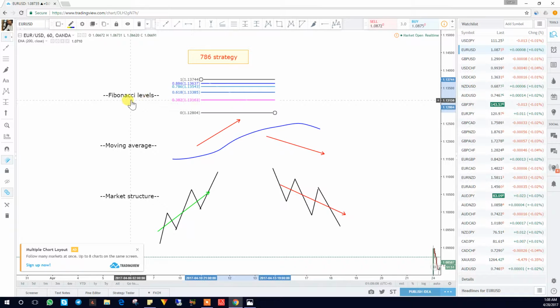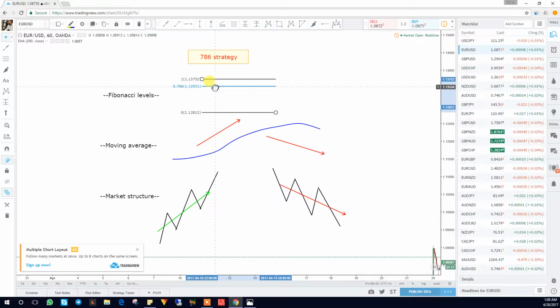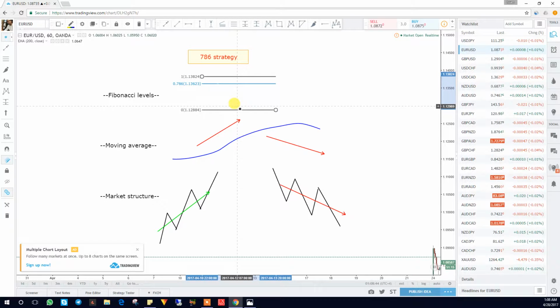Fibonacci levels are based off Fibonacci ratios, if you have heard about them. Fibonacci ratios are basically from 0 to 1: 0, 0.382, 0.618, 0.786, and 0.886. Some people use the 50% or the 0.5, but it's not a Fibonacci level. In this example, I will just be using the 786. So I'm gonna go ahead and get rid of the other levels, this one, this, and this, and click on OK. Alright, this is what I'm gonna be using in this example.